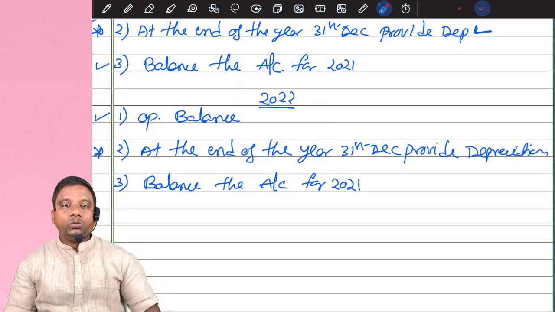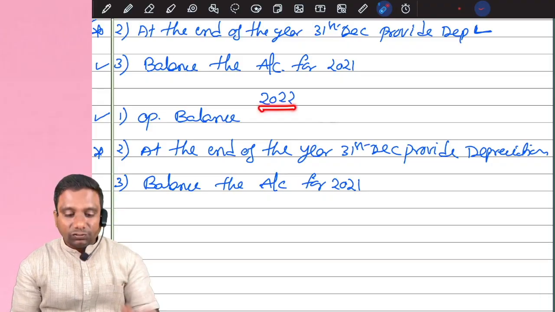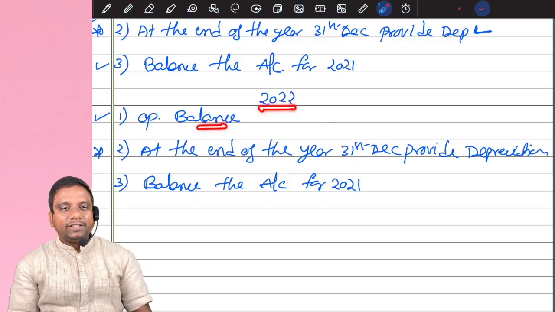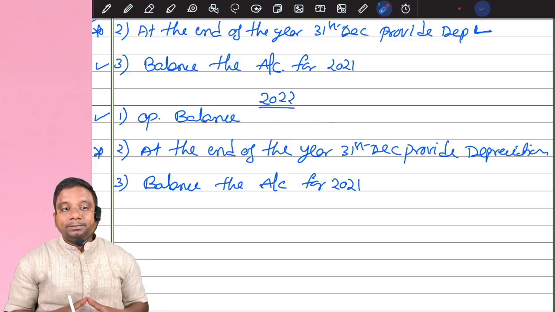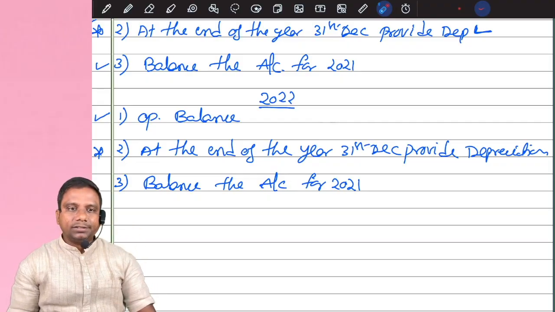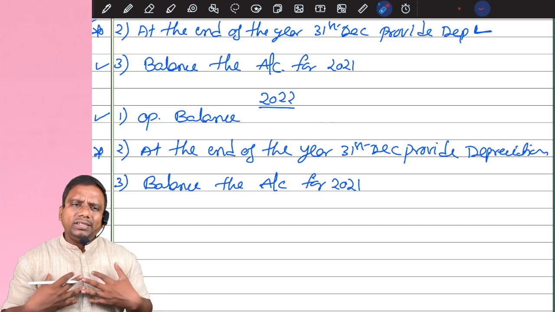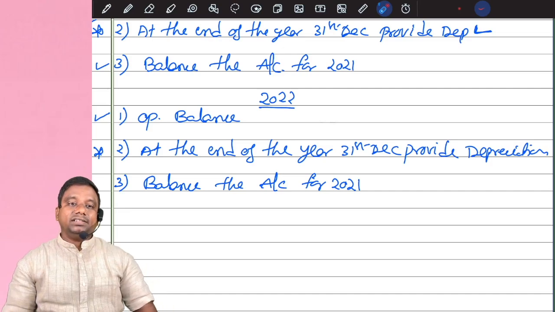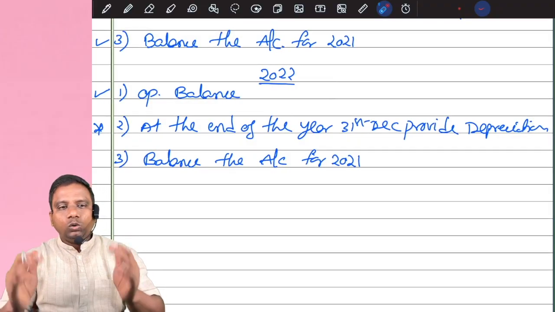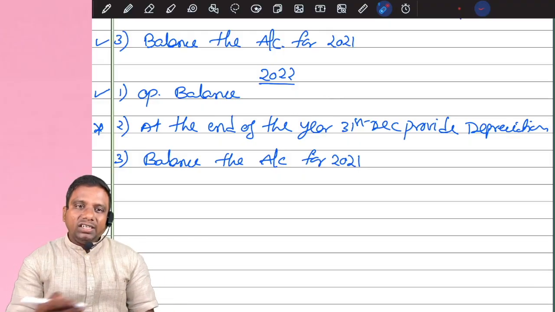Now go to 2022. 2 years they have asked, na? In the 2022 year, the machinery account starts with the opening balance. Write down the opening balance, balance brought down. Again check what happened during 2022. There may be 2 possibilities: 1. Purchase of asset. 2. Sale of asset. Only these 2 possibilities: purchase of a new asset or sale of an existing asset. But in this problem nothing has happened. No new purchase of asset, no sale of old asset. So straight away go to the end of the year.